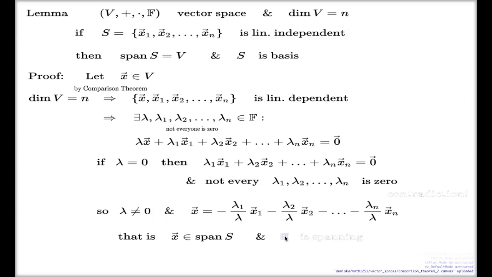So that means that S is spanning, and that's enough to conclude that S is a basis, because S is also linearly independent. And that finishes the proof of the lemma.